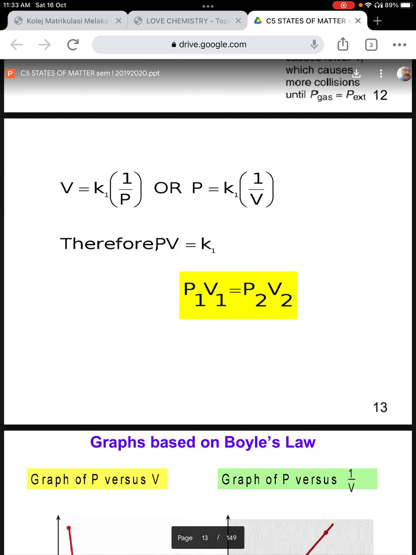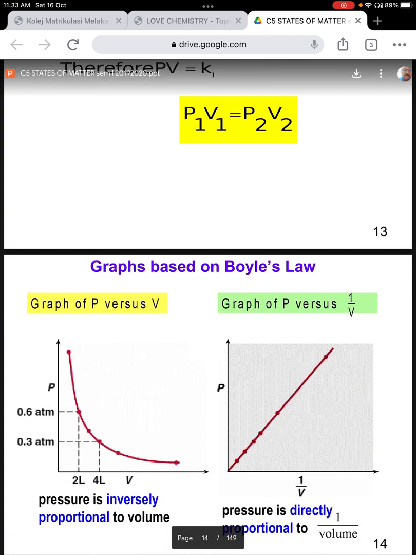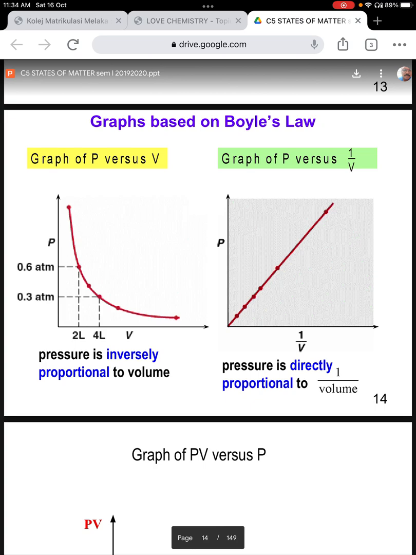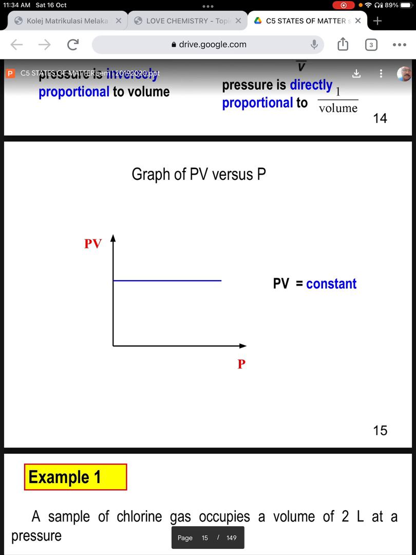P1V1 = P2V2. The parameters related here are pressure and volume. We can also interpret the formula in terms of graphs. When we plot pressure versus volume, we get an inverse graph showing that as the volume increases, pressure decreases. Or we can plot pressure versus 1/V, which gives a straight line because pressure is directly proportional to 1/V and inversely proportional to V. So these are two types of graph. The third type is when we plot PV versus P, where you get a constant graph.